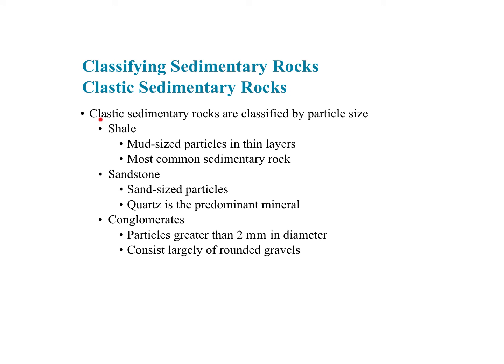And so clastic sedimentary rocks are classified by their particle size. We have shale, which consists of mud-sized particles in thin layers, and this is the most common type of sedimentary rock. Then there's sandstone, which has sand-sized particles, and quartz is a predominant mineral of that. And then we have conglomerates, which have particles greater than 2 millimeters in diameter. Examples of this are things like rounded gravels.